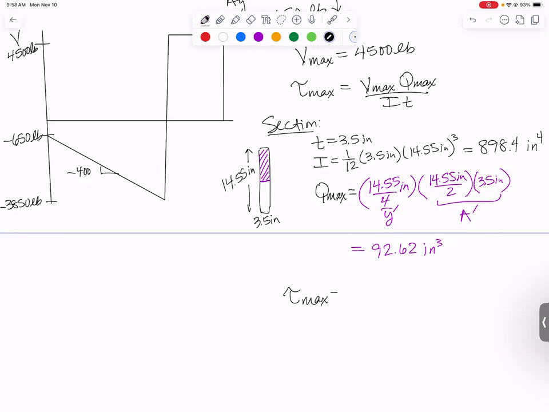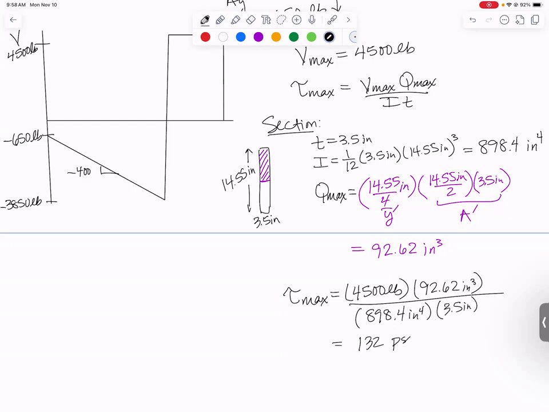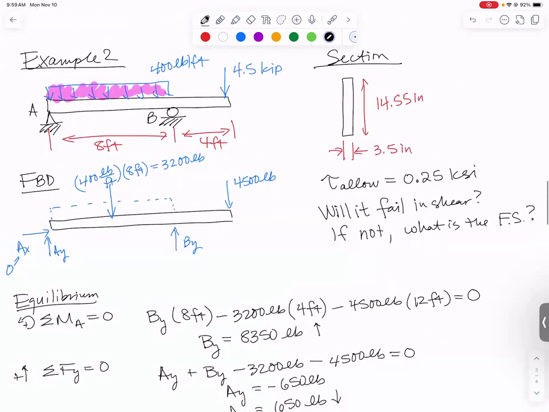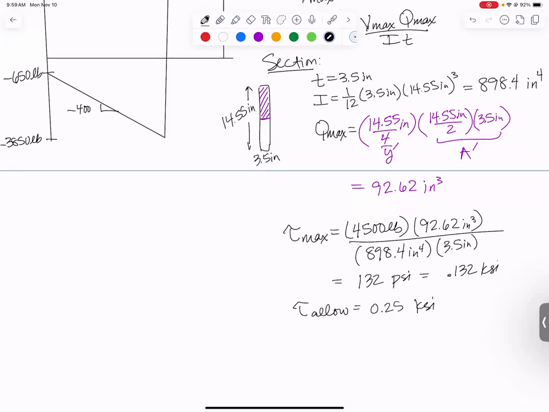Let's plug it all into our equation. Tau max is 4,500 pounds with our Vmax. Qmax is 92.62 inches cubed. Moment of inertia is 898.4 inches to the fourth, and the thickness is 3.5 inches. And tau max comes out to be 132 pounds per square inch, or PSI, which is 0.132 KSI. What was tau allow? Tau allow was 0.25 KSI. So this does not fail.